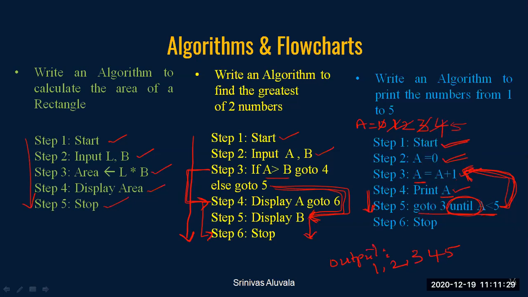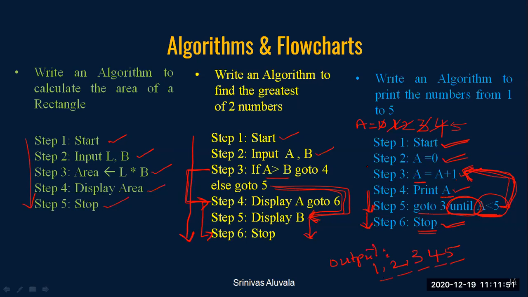Is 5 less than 5? No, 5 is equal to 5. 5 is not less than 5. So this is not true, it has become false. So immediately it goes to the next step. What is the next step? Stop. End of the algorithm.